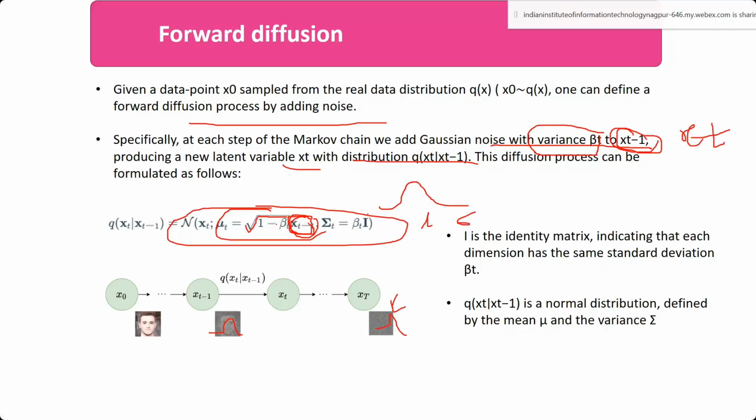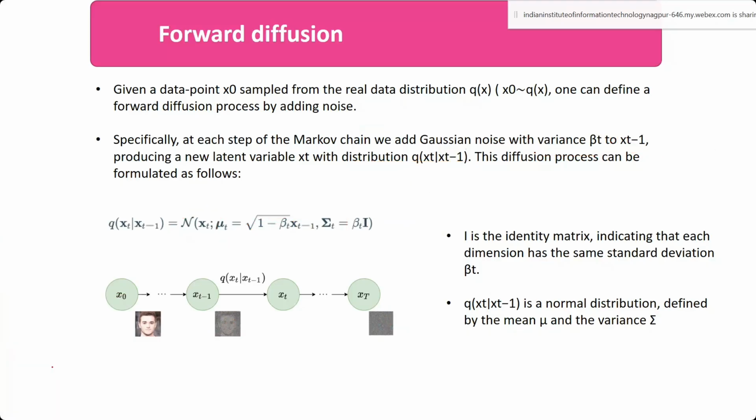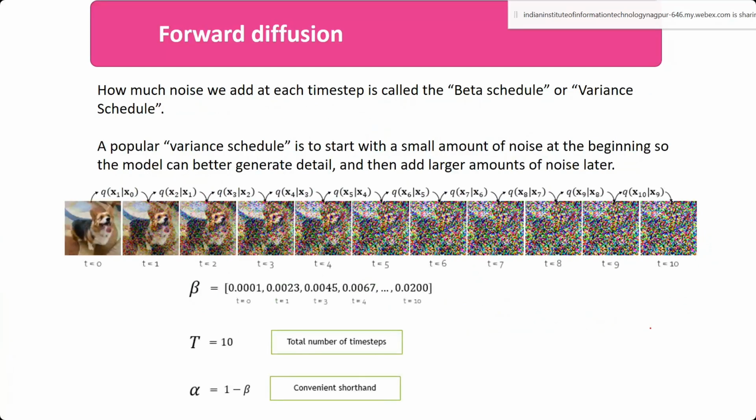What is this beta t? Beta t is the variance schedule, how much noise you are adding. I is the identity matrix, indicating that each dimension has the same standard deviation beta t. So it is a normal distribution defined by the mean mu and the variance.